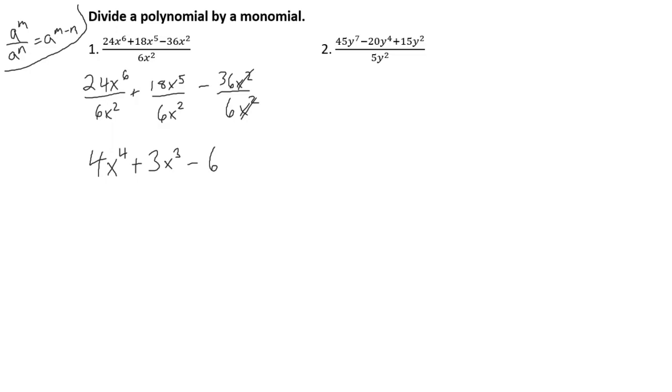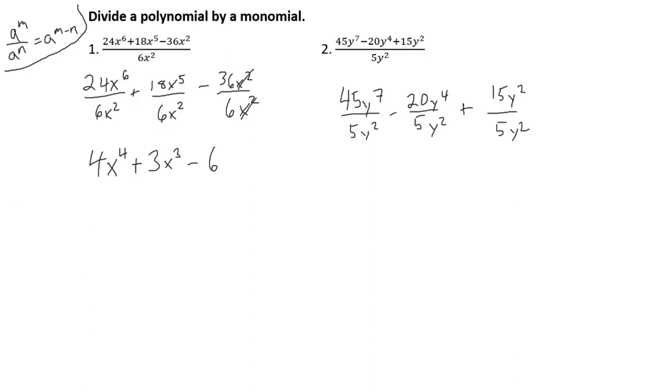All right, let's go ahead and separate out the next one. So we have 45y to the 7th divided by 5y squared minus 20y to the 4th divided by 5y squared plus 15y squared divided by 5y squared.